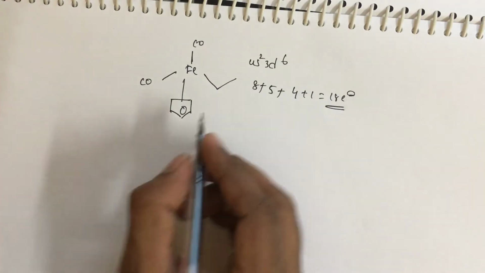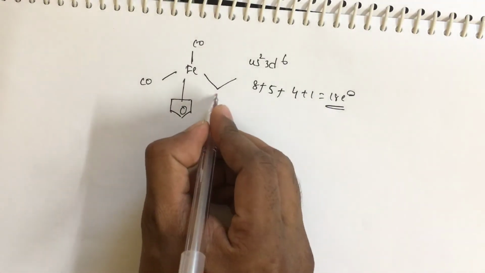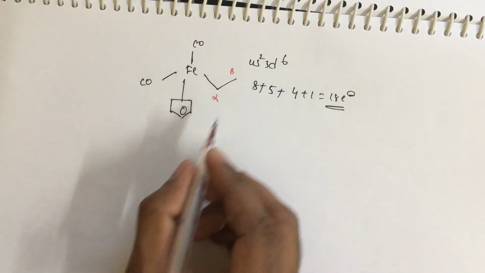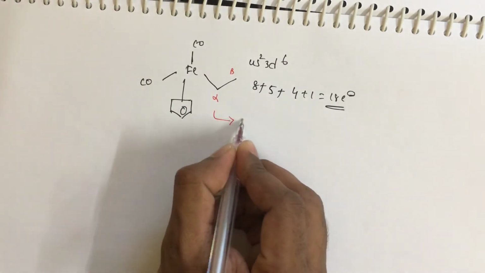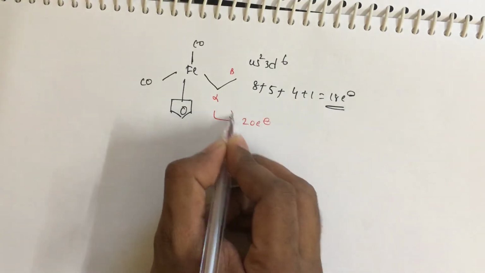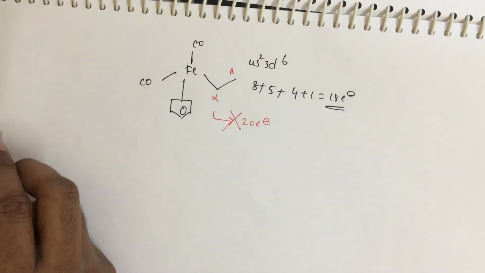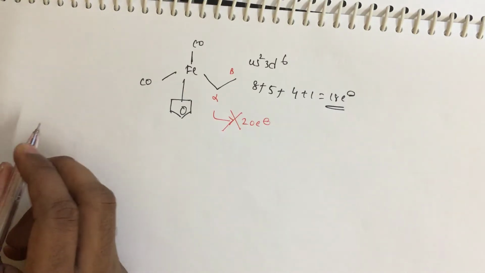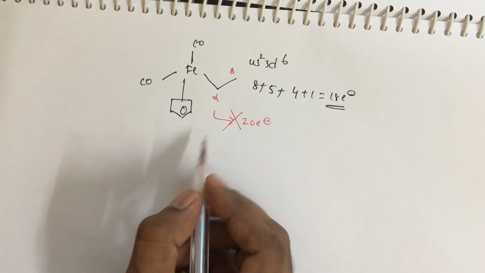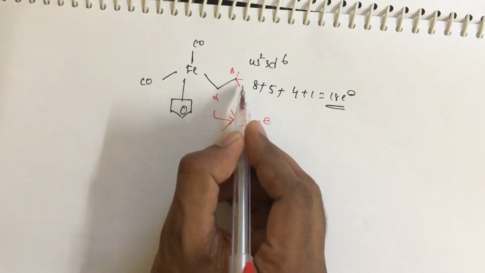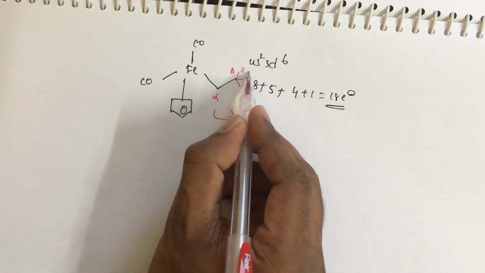Now in this case we have alpha as well as beta hydrogens, so this can also undergo beta hydride elimination. But if it undergoes beta hydride elimination, it will convert into a 20 electron species, so this is not possible. So just remember, complexes which are 18 electron complexes, even if they have beta hydrogens, are thermally stable.